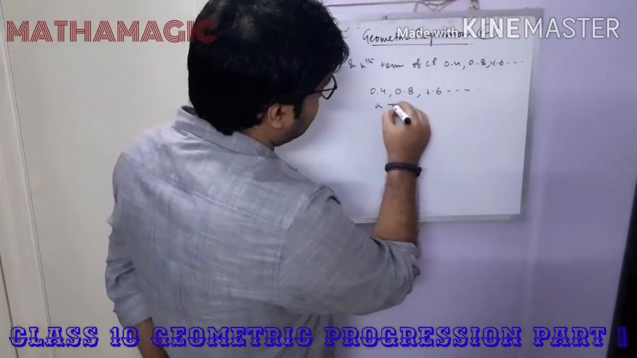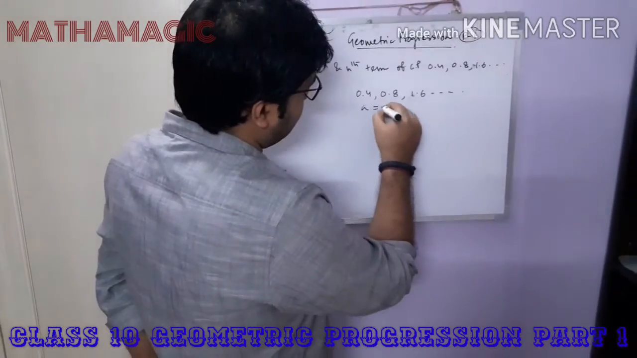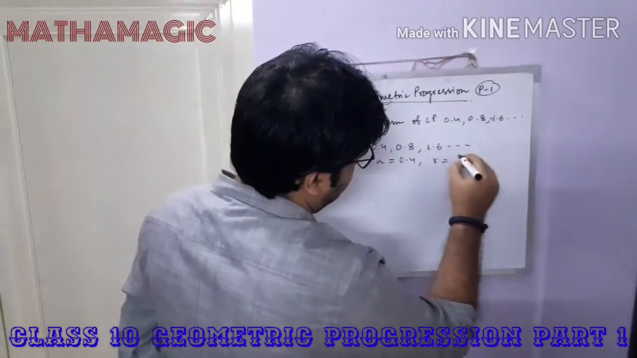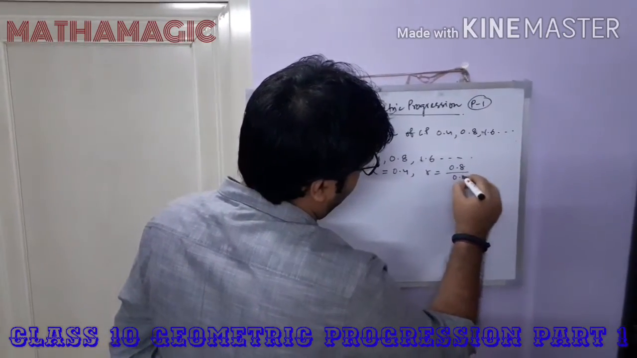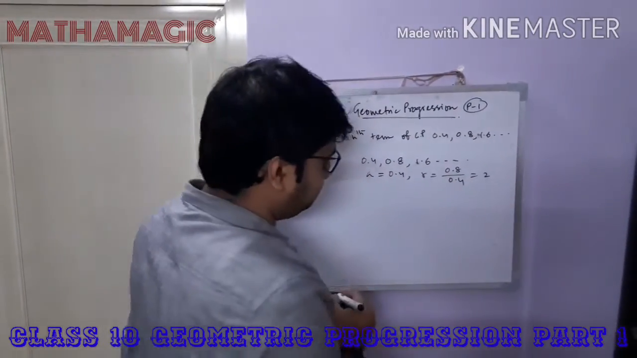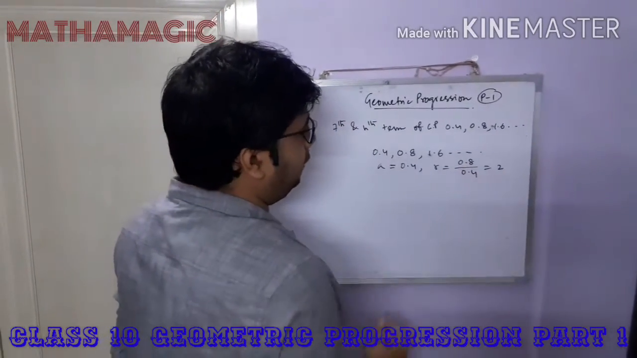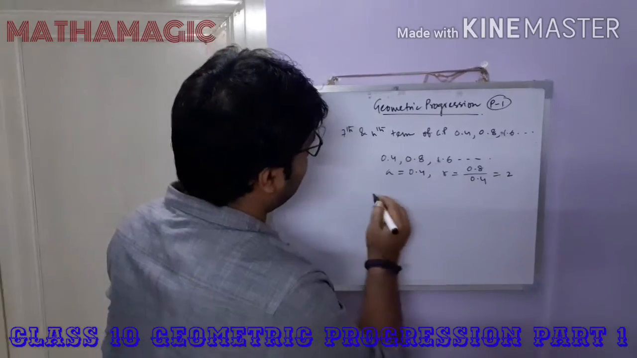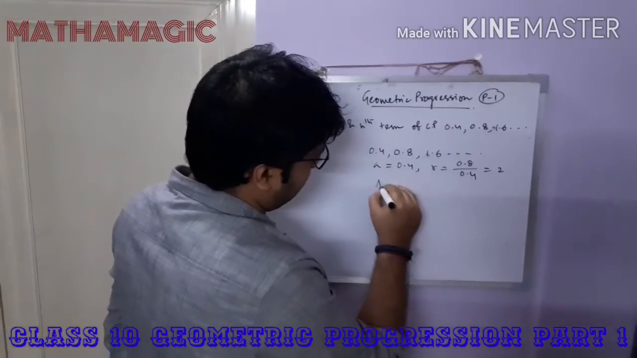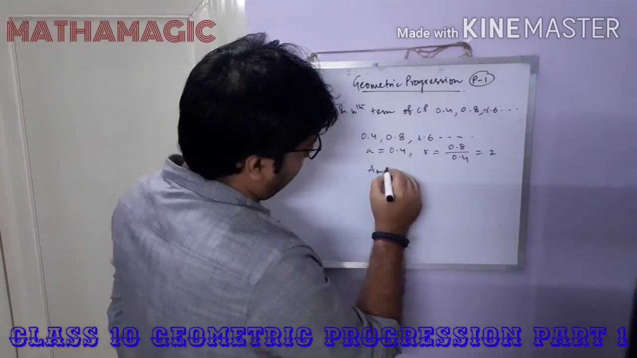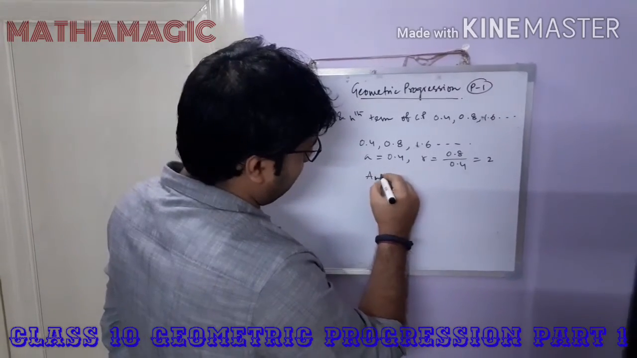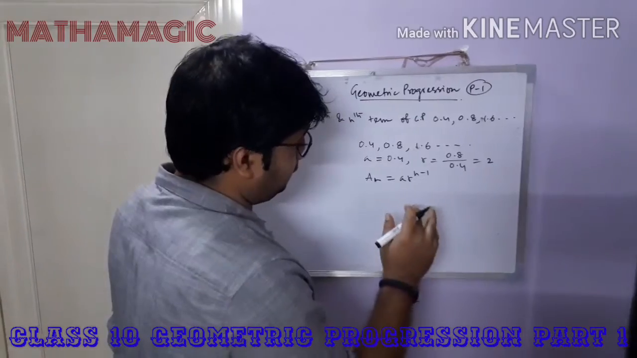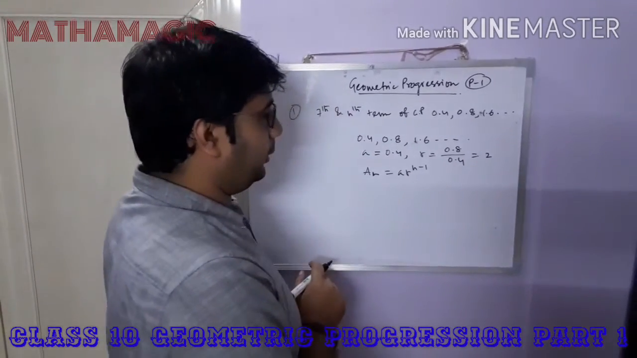So here we can easily find the value of the first term, which is equal to 0.4, and the common ratio here is 0.8 by 0.4. So it will be 2 only. So this is the common ratio we have found. Now we have to find the 7th term. We have already gone through the formula that the nth term of a GP is a into r to the power n minus 1.